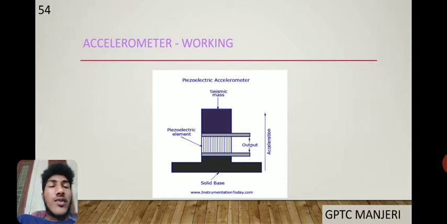This is the working diagram of the accelerometer. The acceleration acts on the device. The mass is displaced with respect to the acceleration. The seismic mass is displaced as the acceleration increases. The piezoelectric element or spring changes the electrical signal, varying it, and sends an electrical signal to the microcontroller.